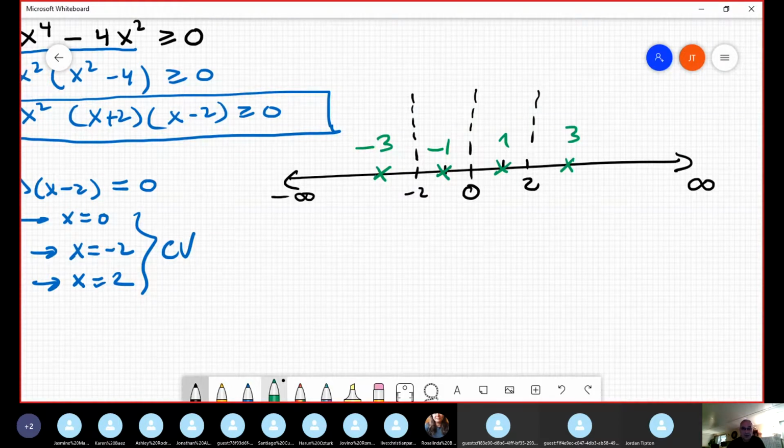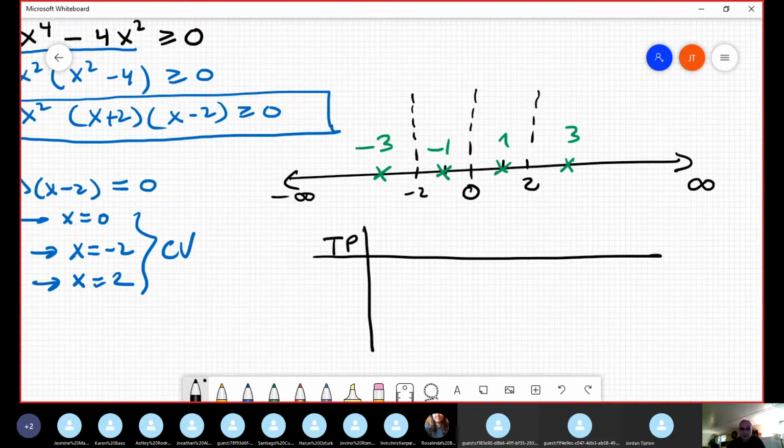Now create the chart, the table. Testing point. We have 3 factors. The first one is x squared, sorry. The second is, well, let me erase this, because in the column I put a testing point.